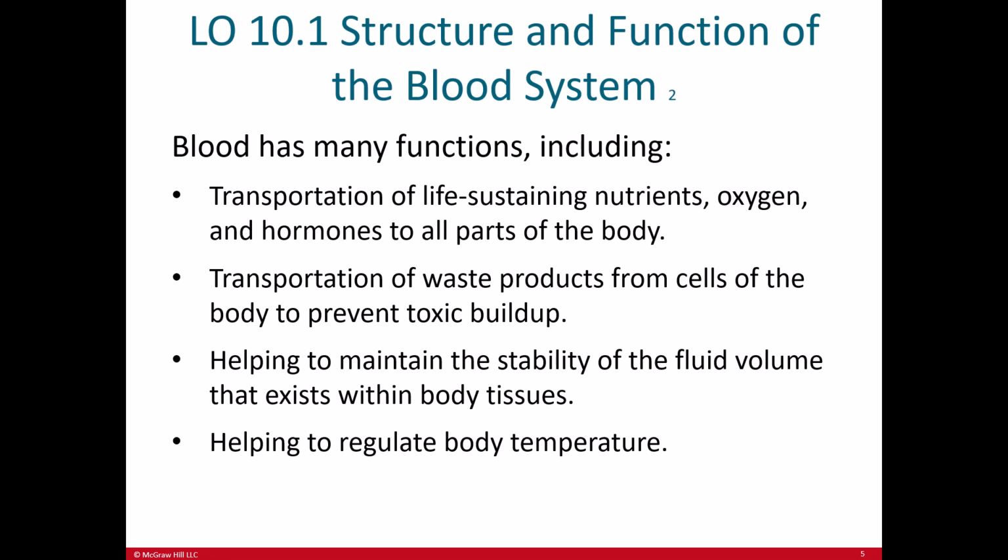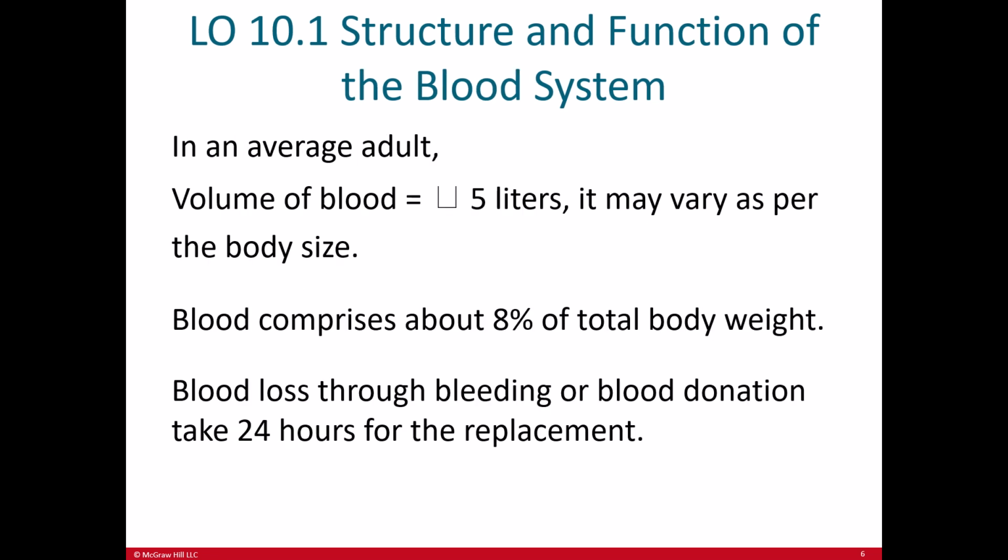That's what our lymphatic system helps with. It helps to maintain the stability of fluid volume that exists within the body tissue. The blood system also is important in helping to regulate the body temperature. The blood volume of an average adult is 5 liters. This may vary depending on the body size. Blood comprises about 8% of total body weight, and blood loss through bleeding or blood donation takes 24 hours to replace.